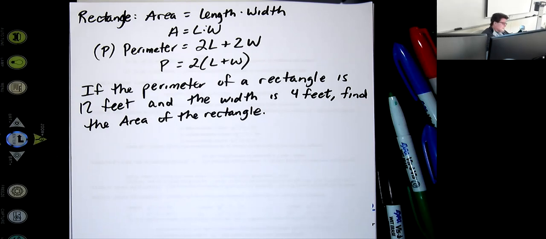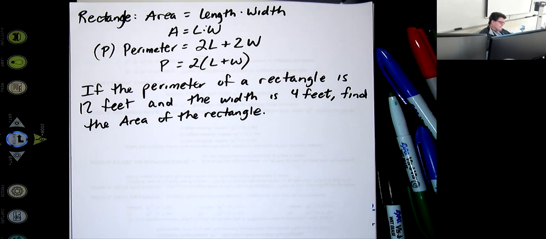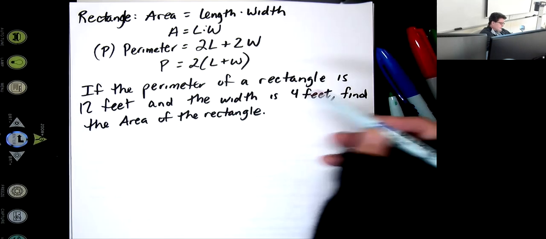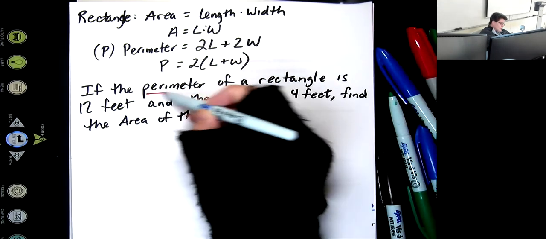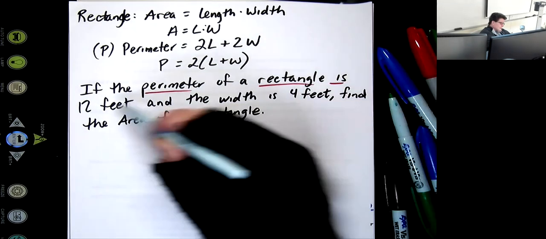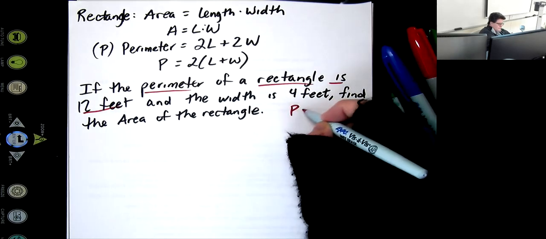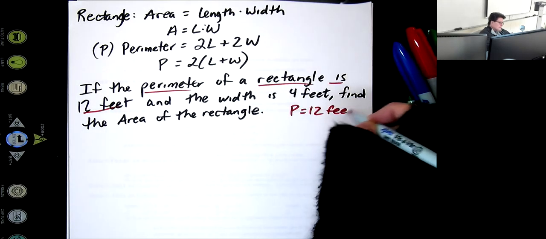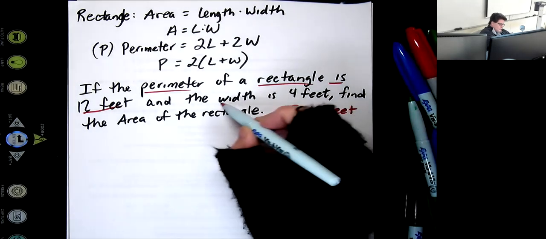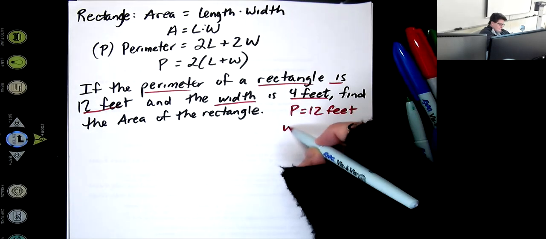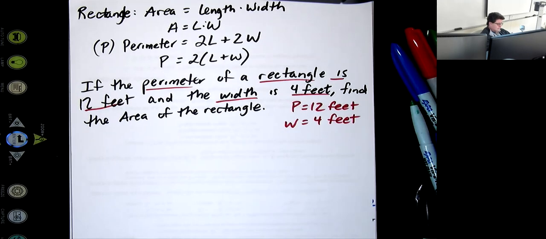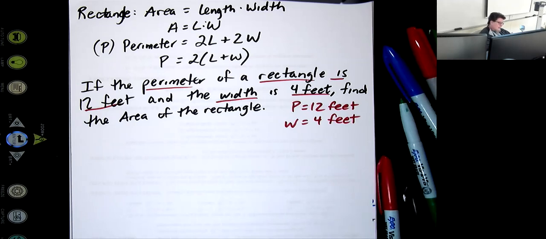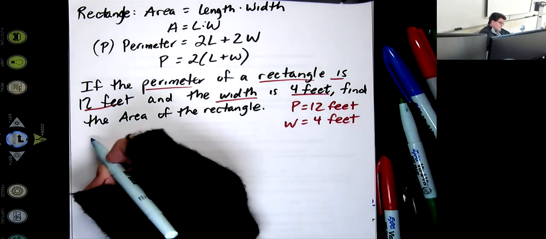All right, so let's make sure we go through and label what we know. It says the perimeter is 12 feet, and they tell us it's a rectangle. I'm going to put P equals 12 feet. And it tells me that the width is 4 feet, so W equals 4 feet. What I want to find is the area. Find A.